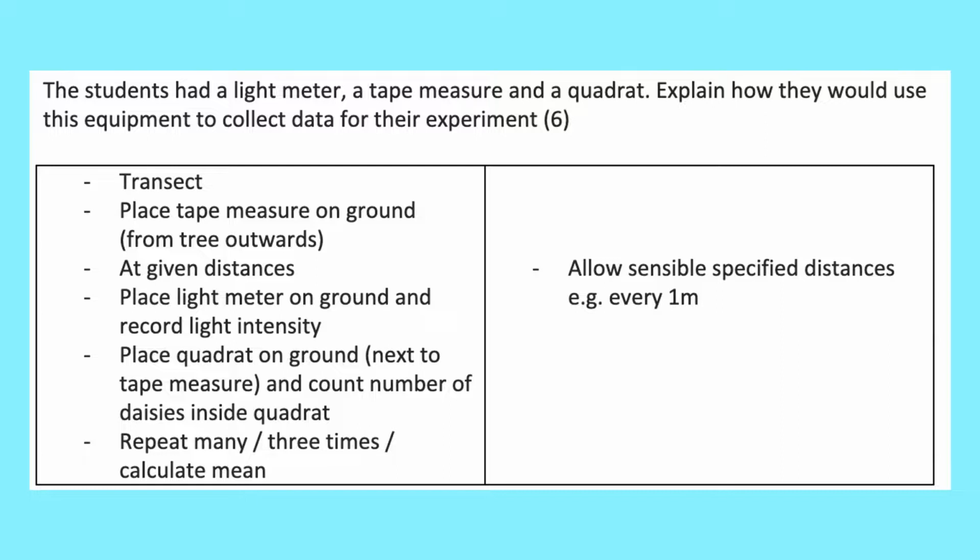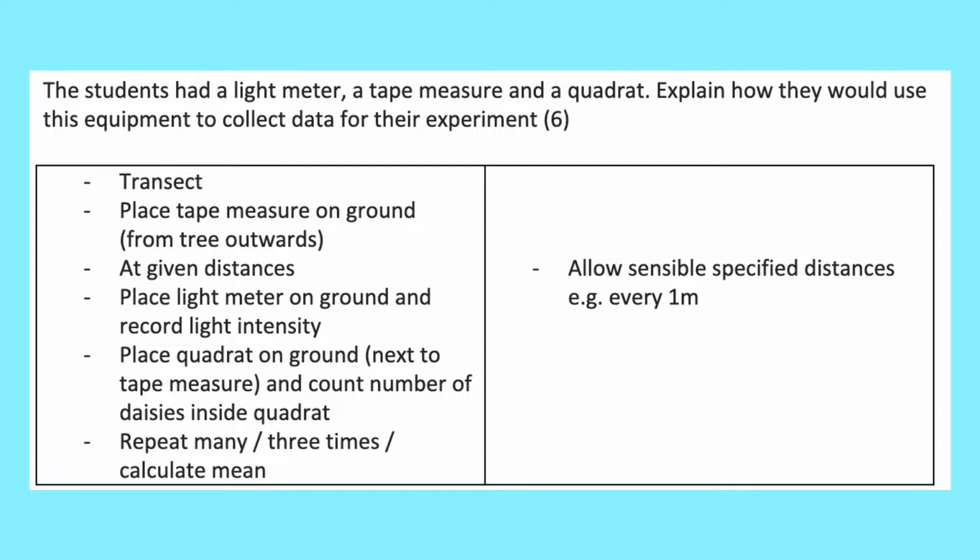Then, at the same point on the ground, next to the tape measure, you need to place a quadrat. That's one of those metal wire grids or just squares. And you need to place it onto the ground, and you need to either count or estimate the number of daisies inside that quadrat. If it was a small number, then you would count them all.